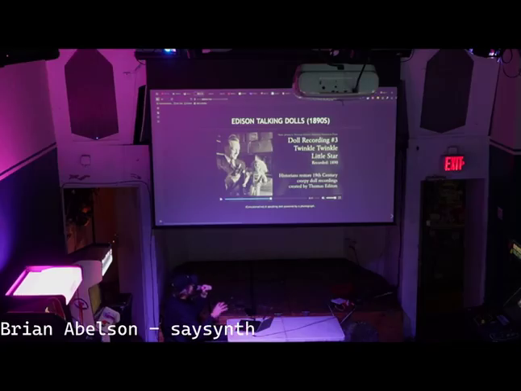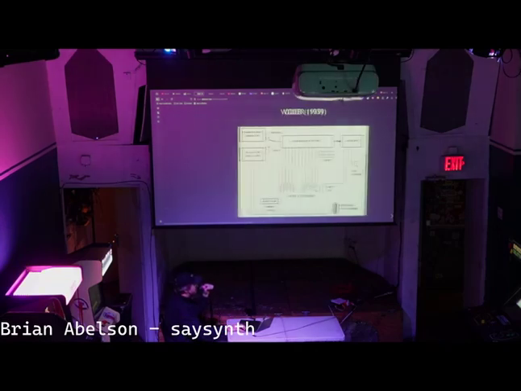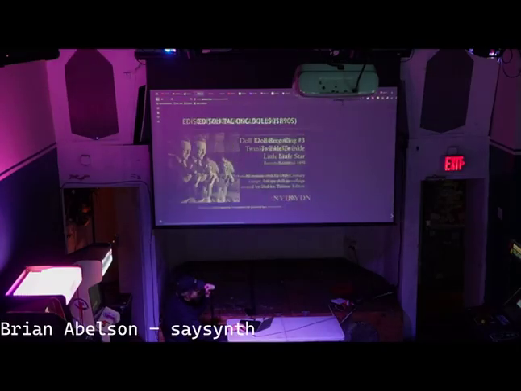There were like 20 different dolls like this, with different recordings of different childhood rhymes. And this is just the first example of using samples to make speaking machines, which gets far, far more sophisticated.